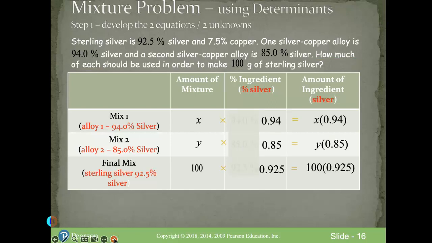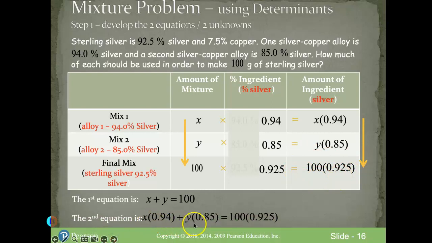Change your percents to decimals. Multiply the amount times the percent to get the amount of the ingredient, or in other words, the amount of silver. So we get x times 0.94, or 0.94x, however you may want to write that. And each of those are being calculated through the rows. Now what we can do is write our two equations. So if we look down through this second column here, we have the amount of silver should be a total of 100. As an equation, that means x plus y equals 100. Similarly, when we total the amount of the ingredient, it should equal this constant. So the second equation is formed as such. x times 0.94 plus y times 0.85 equals 100 times 0.925.